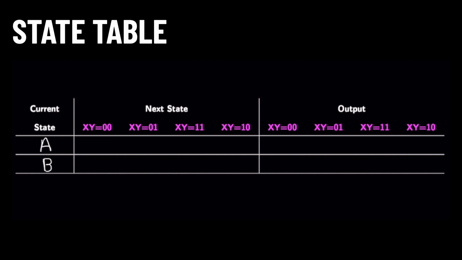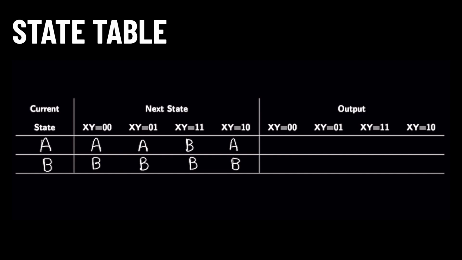If the current state is A, and xy is either equal to 0, 0, 0, 1, or 1, 0, the next state will be A. If the current state is A, and xy equals 1, 1, the next state is B. Anytime we are in state B, the next state is also B, regardless of the input variables.